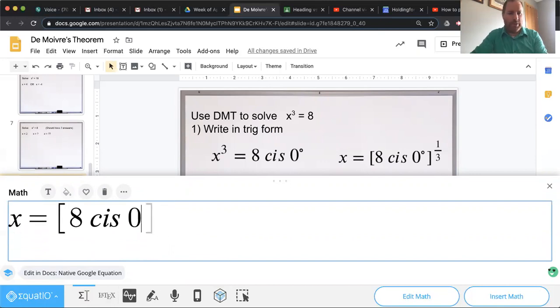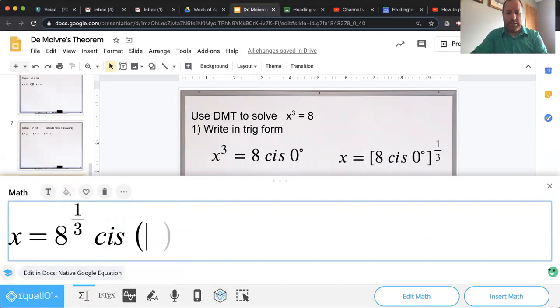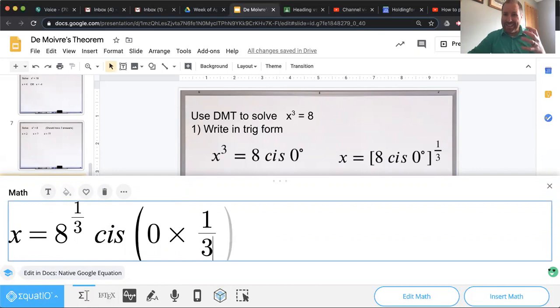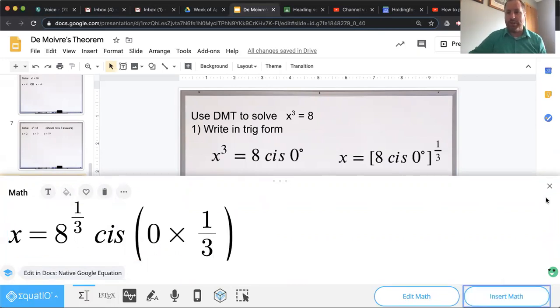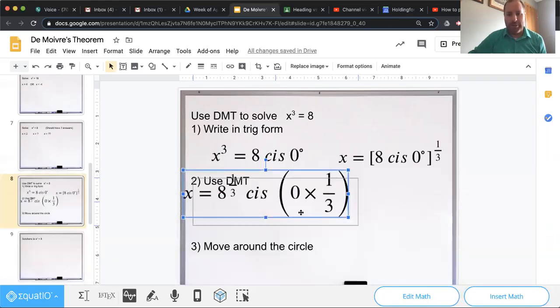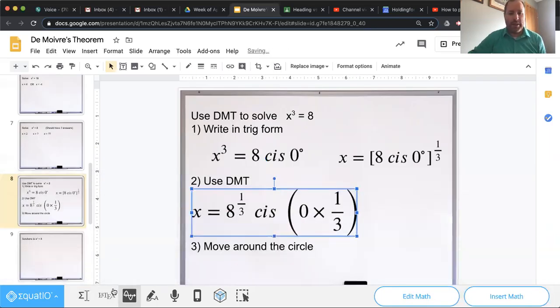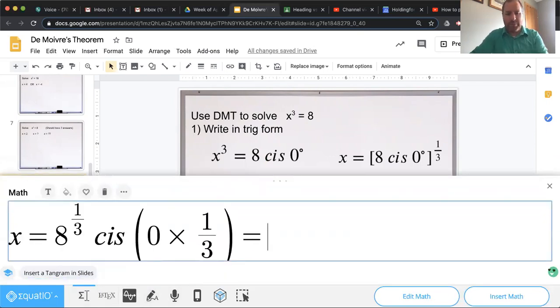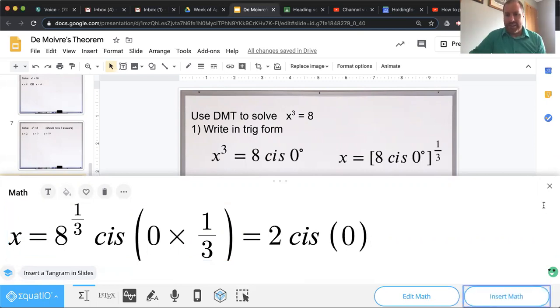Let's actually just put all this all the way back in. 8 to the 1/3 power, and then times cis of 0 times 1/3. I'm going to write it like that. If you want to think about it like dividing by 3, which I'll do in the other examples as well, I just want to emphasize that we're multiplying by a fraction. That's the same thing as dividing. Well, this should be equal to, well, 8 to the 1/3 is 2, and then that's cis of 0, because 0 times 1/3 is still 0.